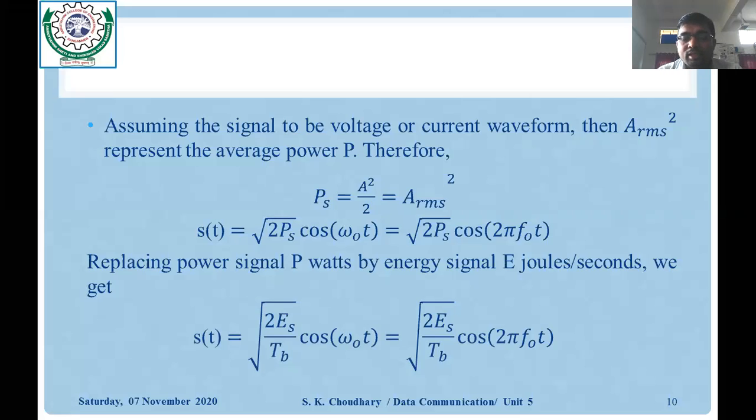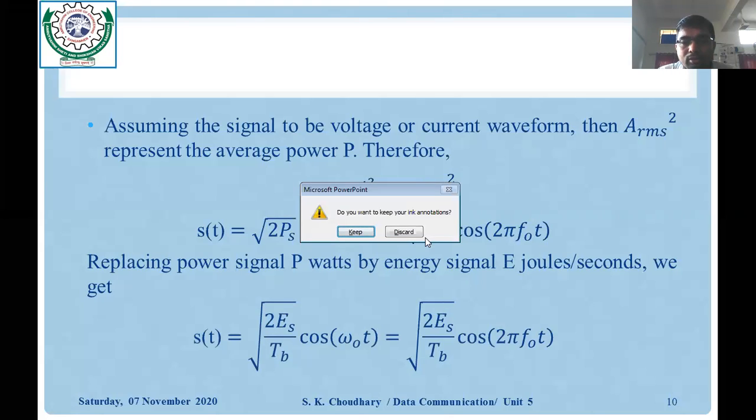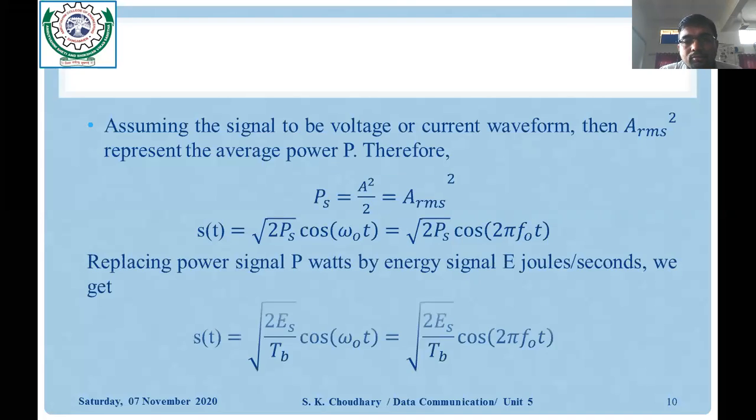Actually, I have not written the equation numbers. You can give the equation numbers as well. So these are all very important equations to represent the ASK signals. Everyone please note it down. If you go through it this way, there would be 5 equations we have written here. You can give the equation numbers as well.